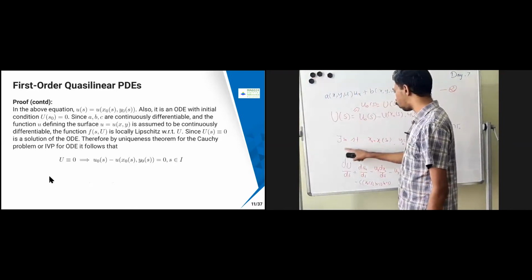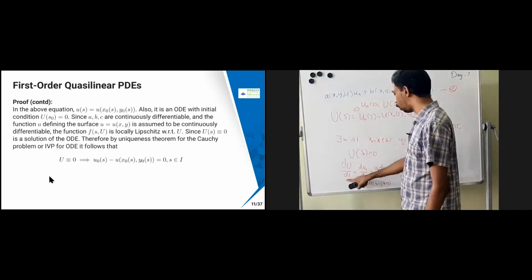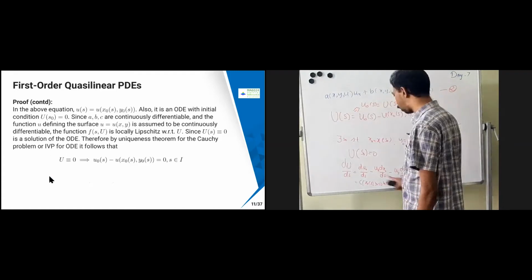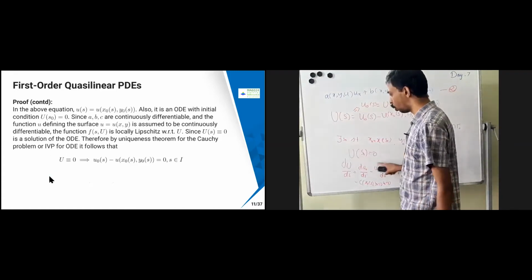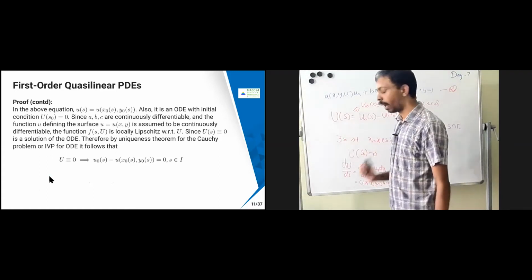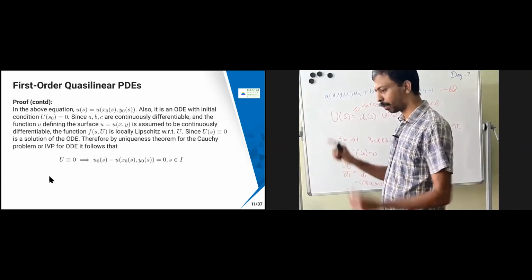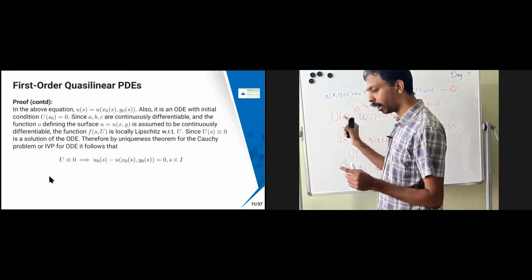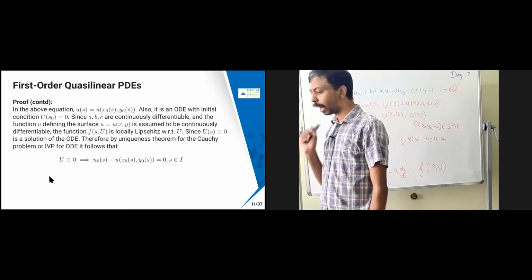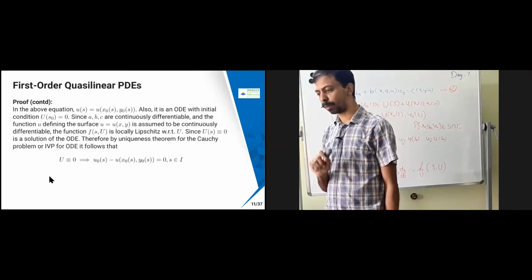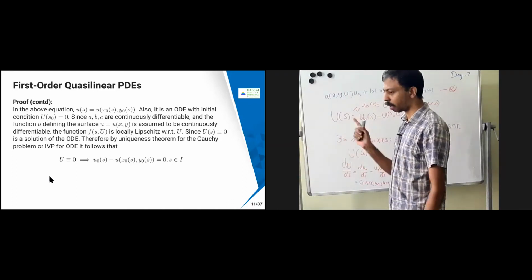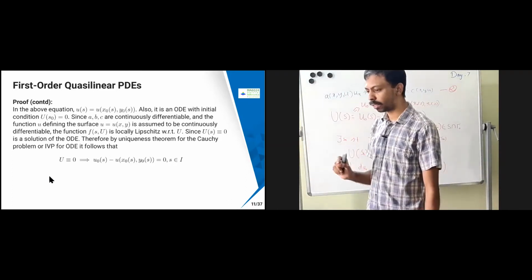The initial condition is u of s naught equal to 0. So du by ds equals f of s comma u, and u of s naught equals 0. This is the initial condition given. Now we have assumed that a, b, c, the coefficients of ux, uy and the right hand side, are continuously differentiable. We already mentioned this, because a, b, c belong to C1 of omega.